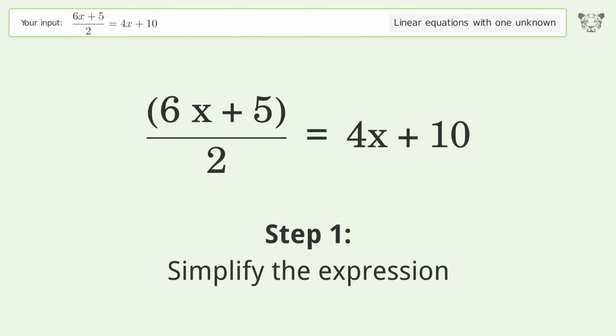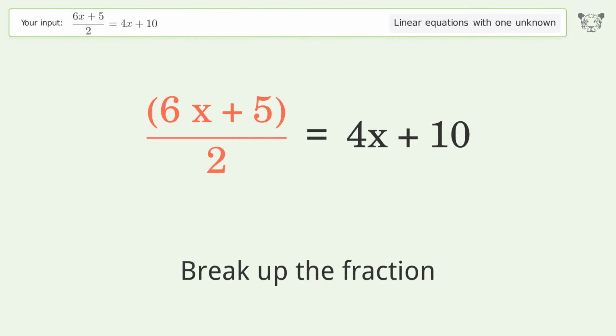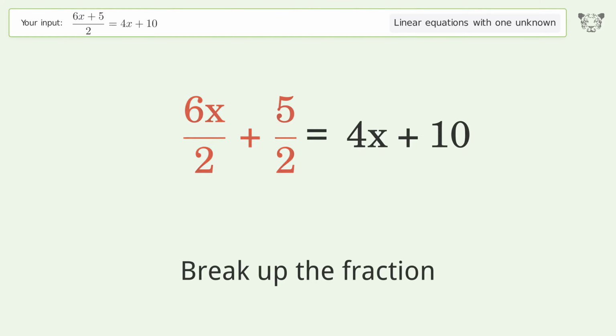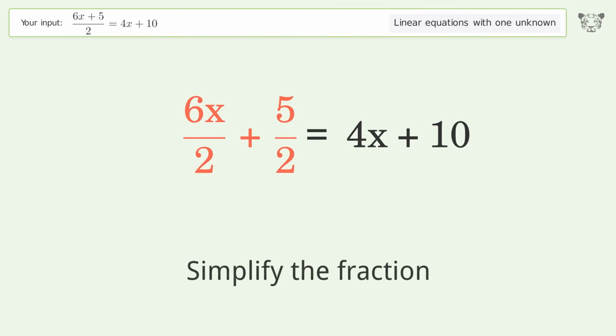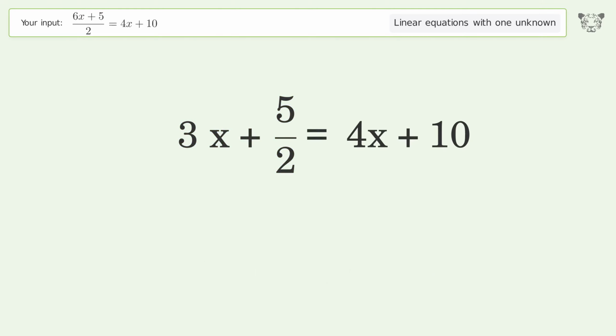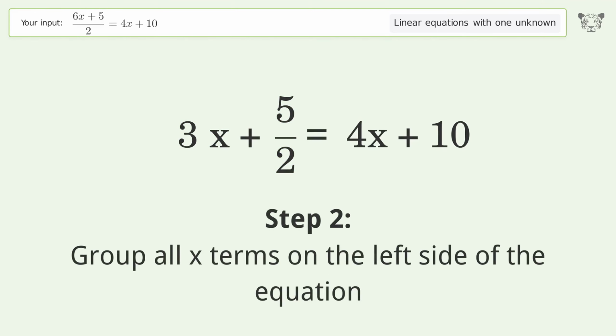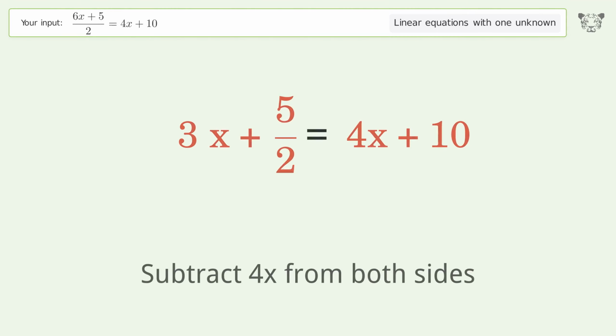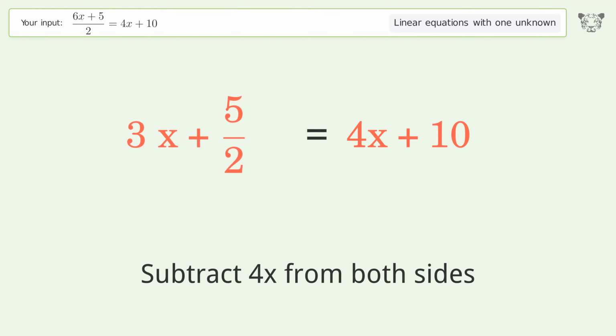Simplify the expression. Break up the fraction. Simplify the fraction. Group all x terms on the left side of the equation. Subtract 4x from both sides.